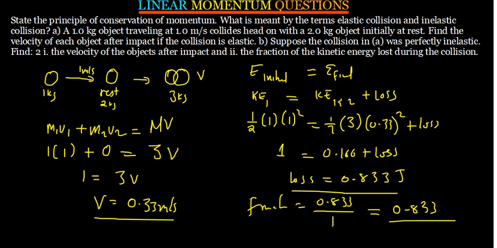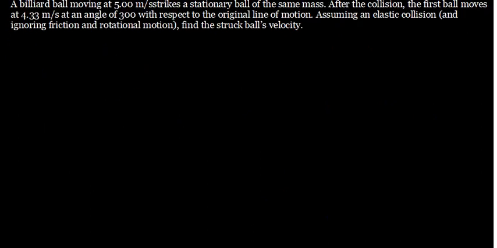Yes. Okay. Question 2. A billiard ball moving at 5 meters per second strikes a stationary ball of the same mass. After the collision, the first ball bounces at 4.33 meters per second at an angle. Okay, so we have got this billiard ball, it is moving at a velocity of 5 meters per second. It strikes another one which is at rest, of the same mass. So if this one is m, this one is also m.